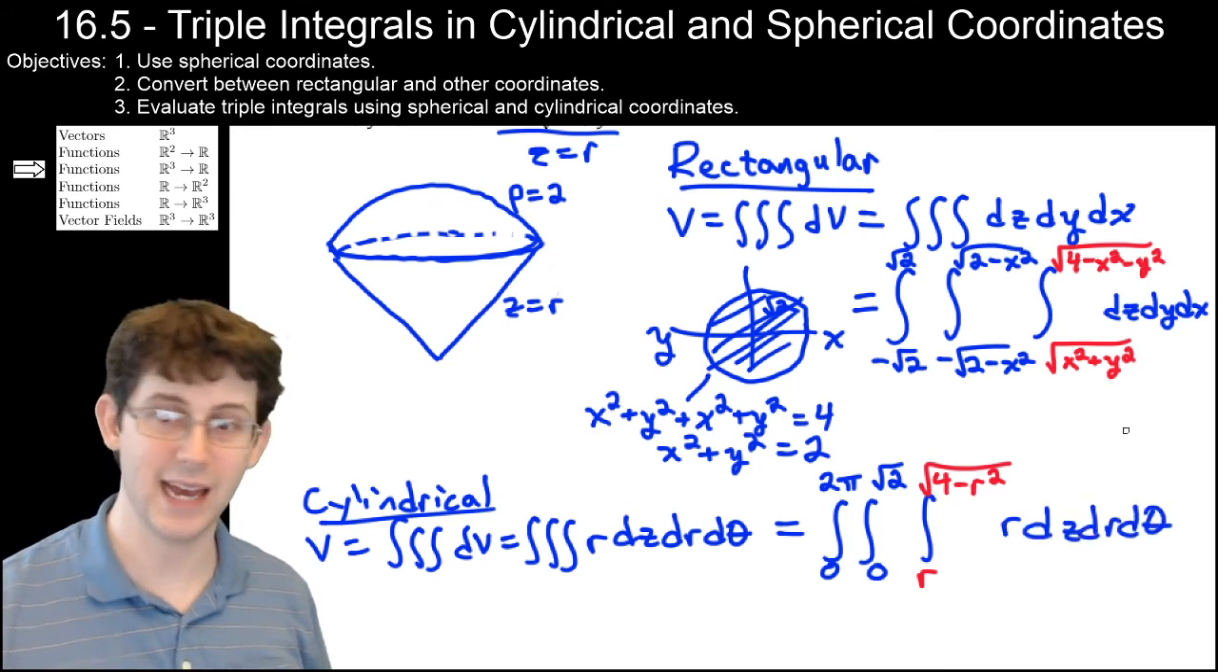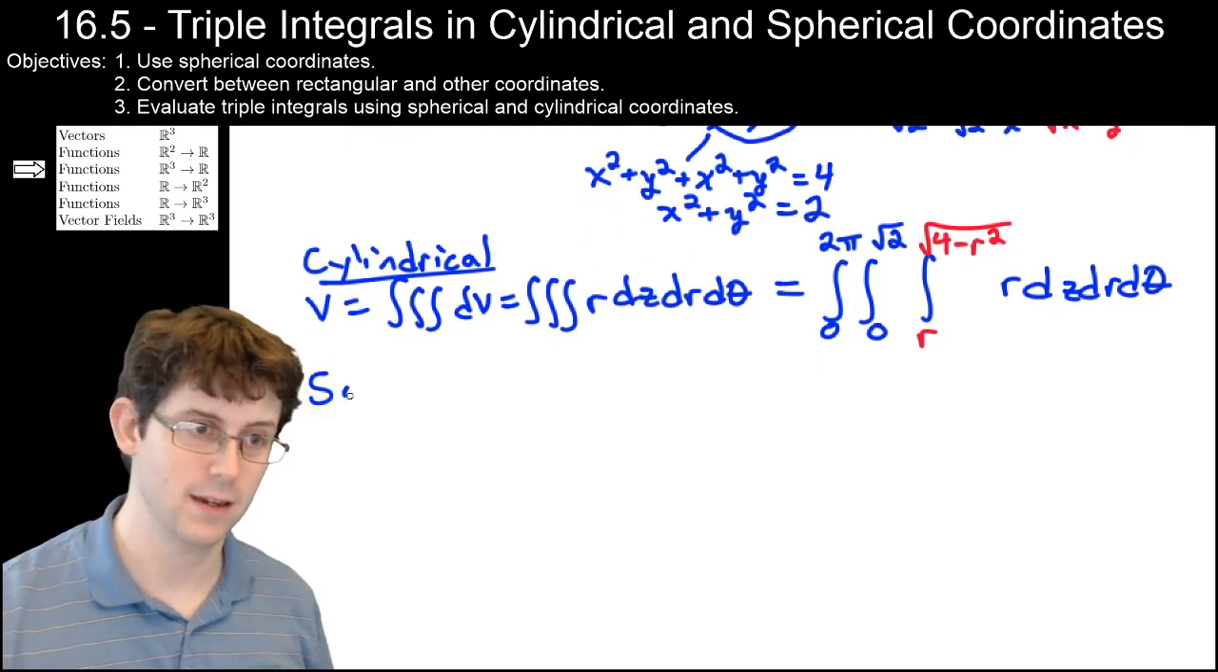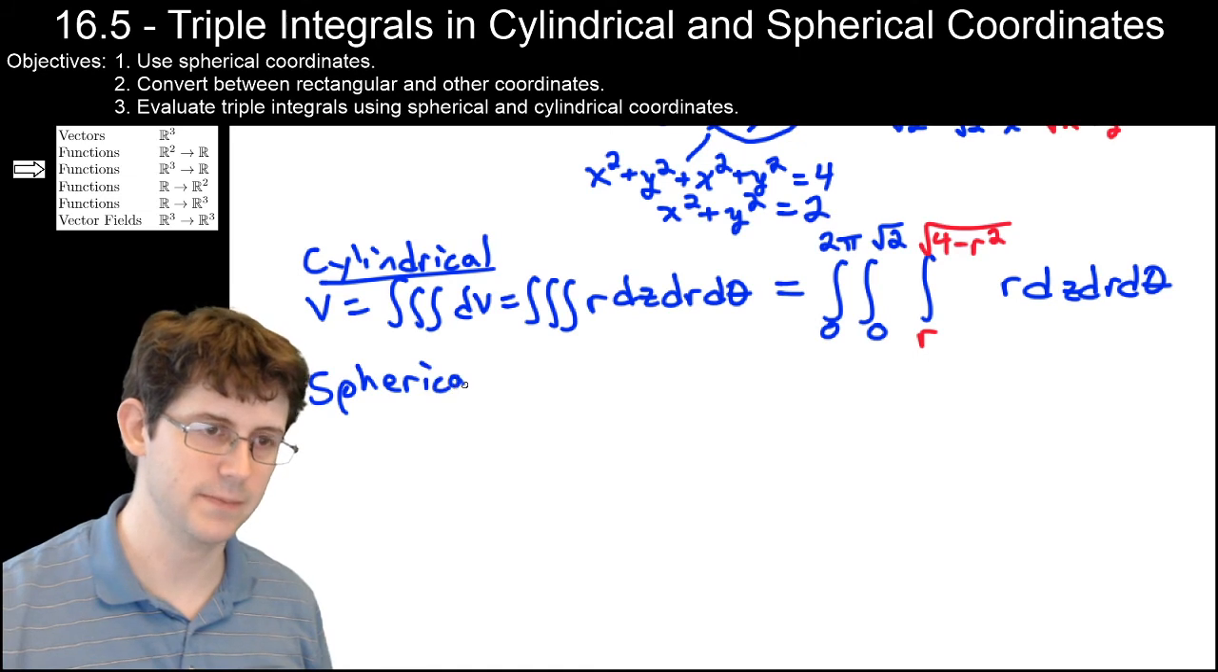So this doesn't look that bad. I'm kind of into it. I feel like cylindrical coordinates might work. But let's try spherical just in case it's awesome.